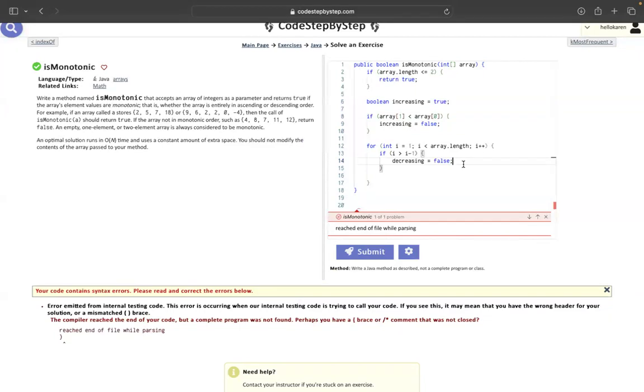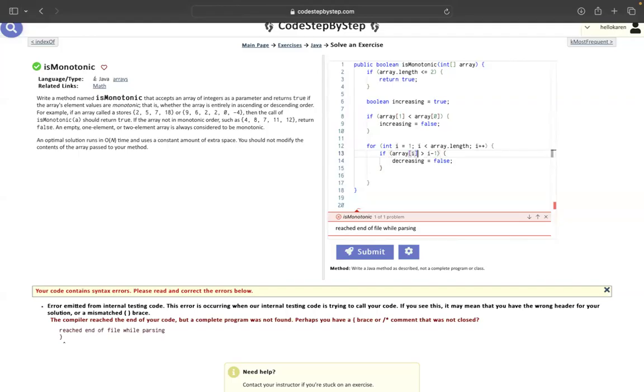Index I is where you're at, right? And so what is the value of the number at index I? Like what's the code? What would you type for that? Array bracket I. Yeah, exactly. And then what about the previous number, right before? Array and then bracket I minus 1.